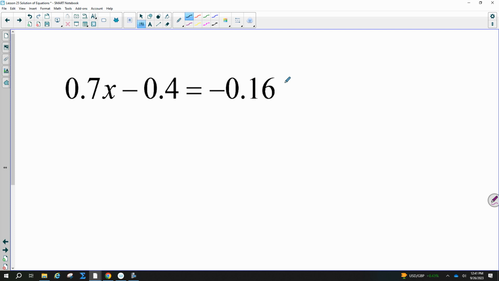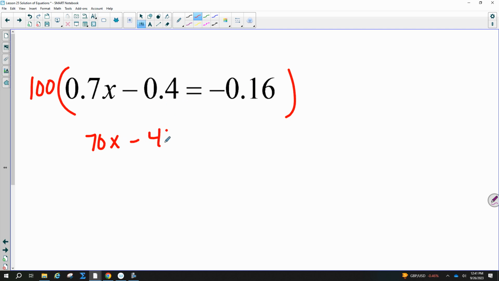So I need to multiply this entire thing by 100. Okay, why did I pick 100? Because I need to move it 2 spots, and 100 has 2 zeros. All right? If you only need to move it 1 spot, you do 10, because that's 1 zero. All right? So now I do 100 times 0.7. This moves the decimal 2 spots. So I get 70x. And then this moves the decimal 2 spots here. So I get minus 40.